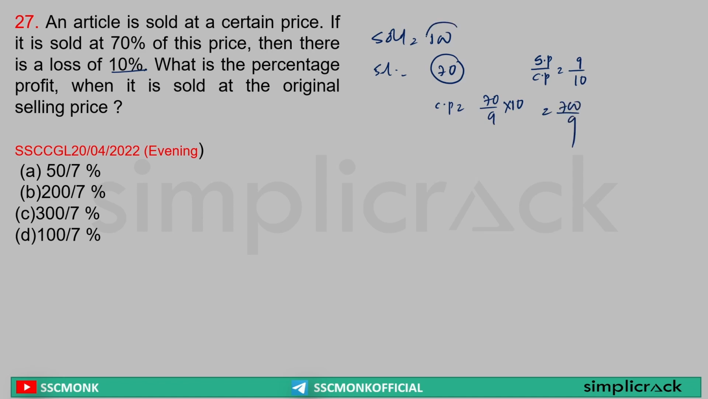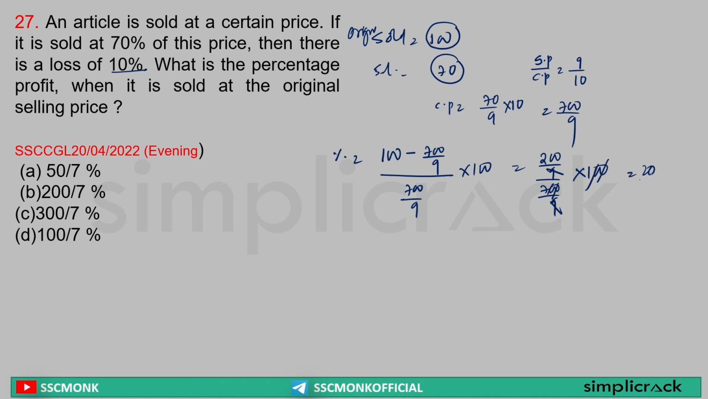If it is sold at the original price, that is 100. What will be the percentage of profit? So profit percentage is equal to (100 minus 700 by 9) divided by the cost price, 700 by 9, into 100. This can be written as 200 by 9 divided by 700 by 9, 9 crossed out, into 100, 0 crossed out, so it is 200 by 7%. As simple as it is. Option B is the right answer.